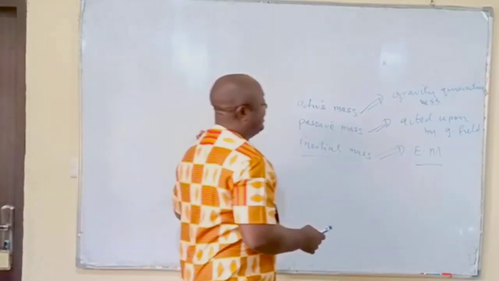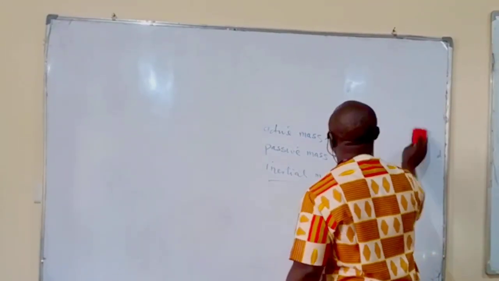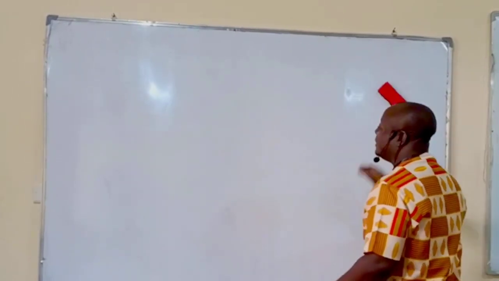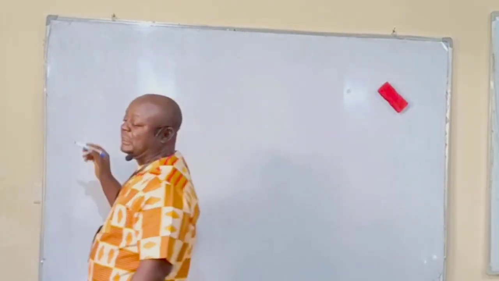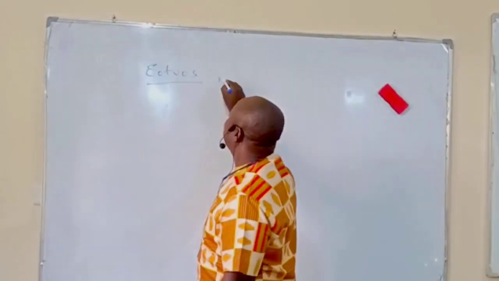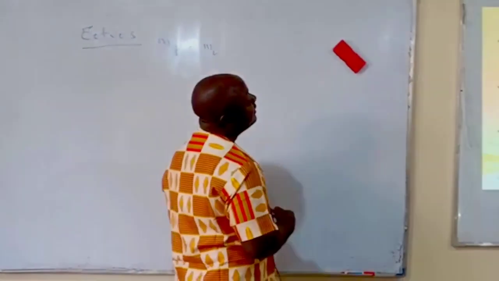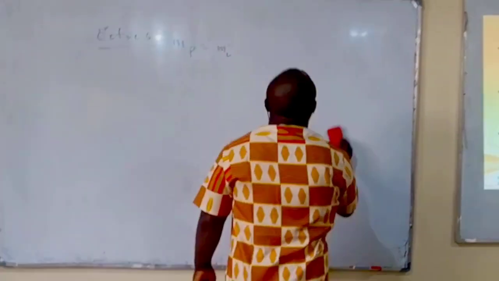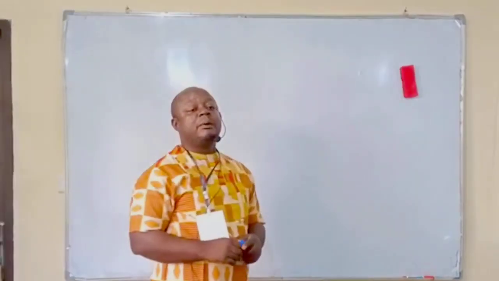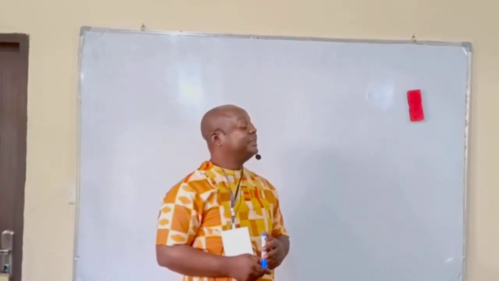Okay, so let's make progress. Actually, there was an experiment performed by this guy to show that MP is the same as MI. So let's look at what we call a metric tensor.